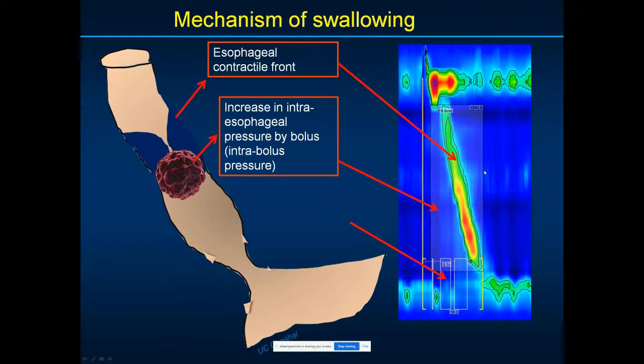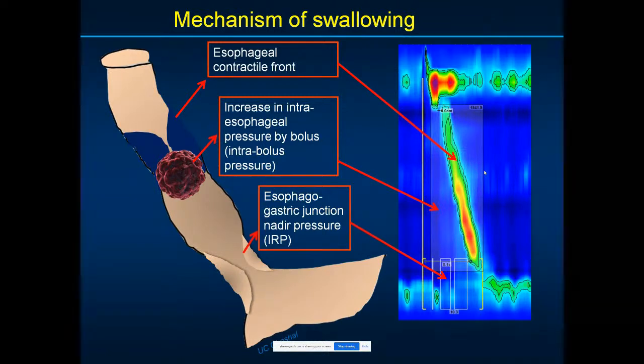Simultaneously, the LES relaxes. When the LES relaxes, still there will be some pressure. Earlier we used to call it nadir pressure, but now the terminology has changed, and this terminology is integrated relaxation pressure, which I'll explain. So what is integrated relaxation pressure? This is the minimum average pressure in the LES region over a 4-second window, which need not be consecutive. That is called integrated relaxation pressure.